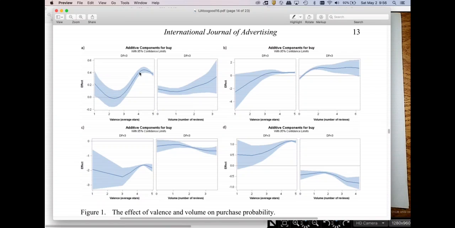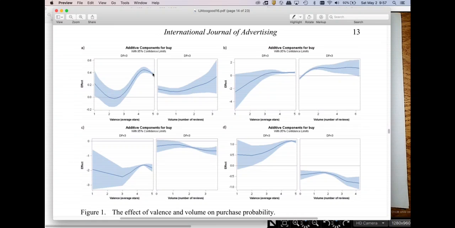So the higher the rating, the more likely you are to buy, up until you get to about 4.5 stars. And then after 4.5 stars, the probability that you buy actually keeps decreasing. So you're more likely to buy a 4.5-star product than a 5-star product. And what we suspect the reason for this is the consumer gets suspicious. I don't believe that everybody thinks this is a 5-star product. Therefore, the reviews are probably manipulated. And I get suspicious, and so I don't buy the product.